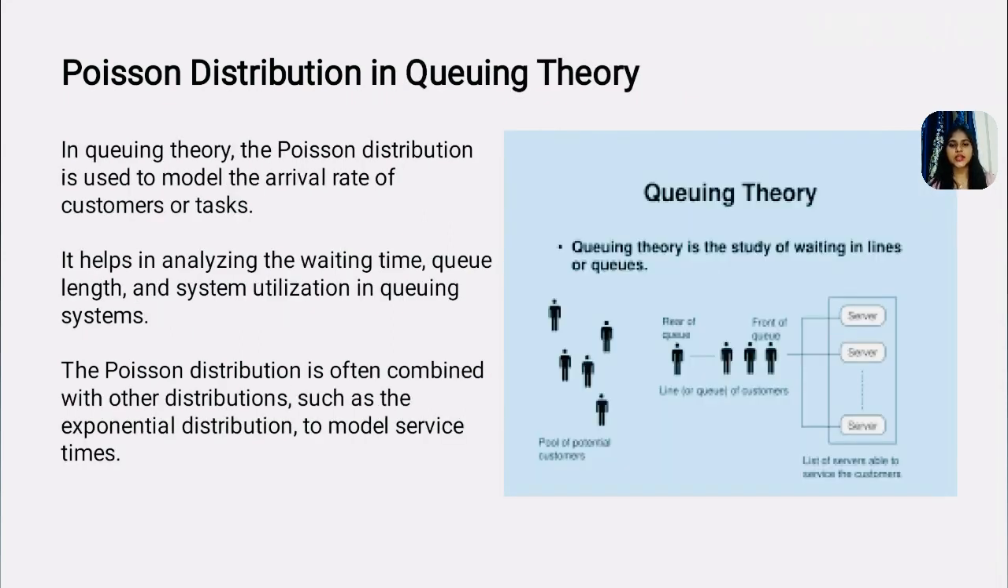In queuing theory, the Poisson distribution is used to model the arrival of customers or tasks. It helps in analyzing the waiting time, queue length, and system utilization in queuing systems. The Poisson distribution is often combined with other distributions, such as the exponential distribution, to model service times. Queuing theory is the study of waiting in lines or queues.